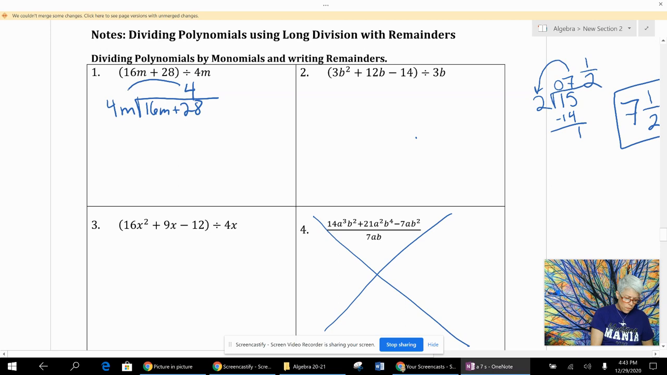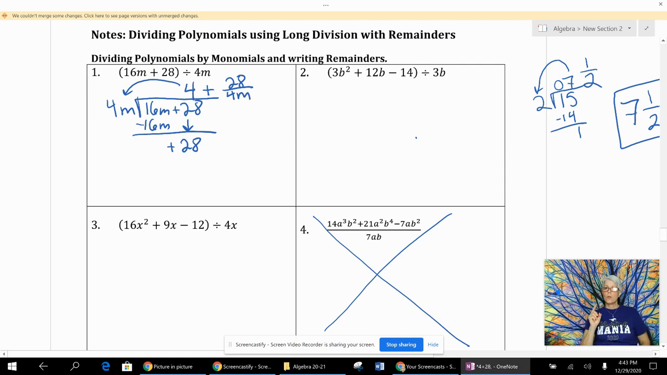And then we go back to 4 times 4m. Well, that's 16m. And when I subtract it, I get 0, so I'm not going to put the 0 there. I'm just going to go ahead and bring the 28 down. 4m doesn't go into 28 wholly. So that is my remainder. So it's a positive 28. So I'm going to put positive 28 over 4m.